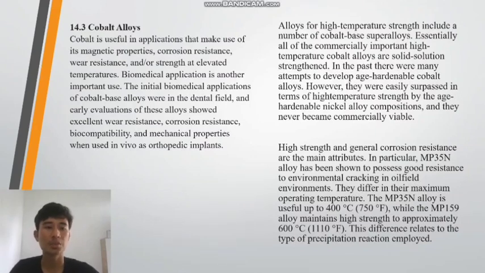Alloys for high temperature strength include a number of cobalt-based superalloys. Essentially, all of the commercially important high temperature cobalt alloys are solid solution strengthened.